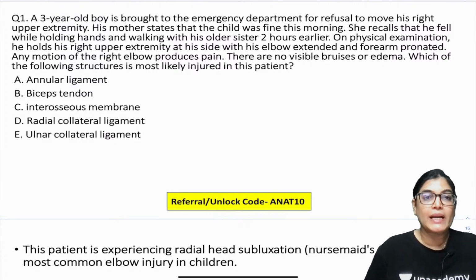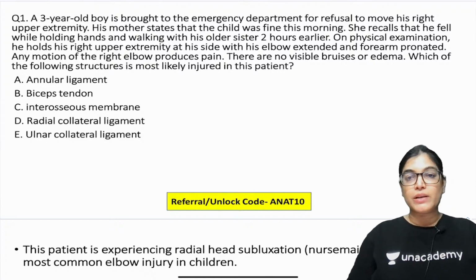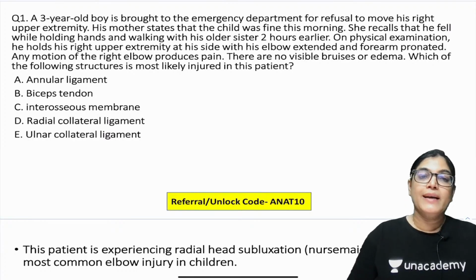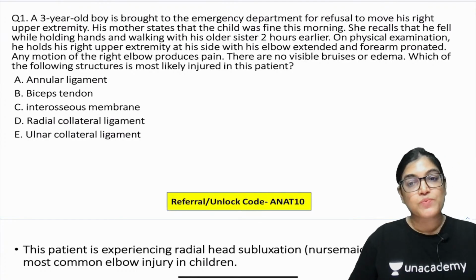Question number 1: a 3-year-old boy is brought to the emergency department for refusal to move his right upper extremity. His mother states that the child was fine this morning.